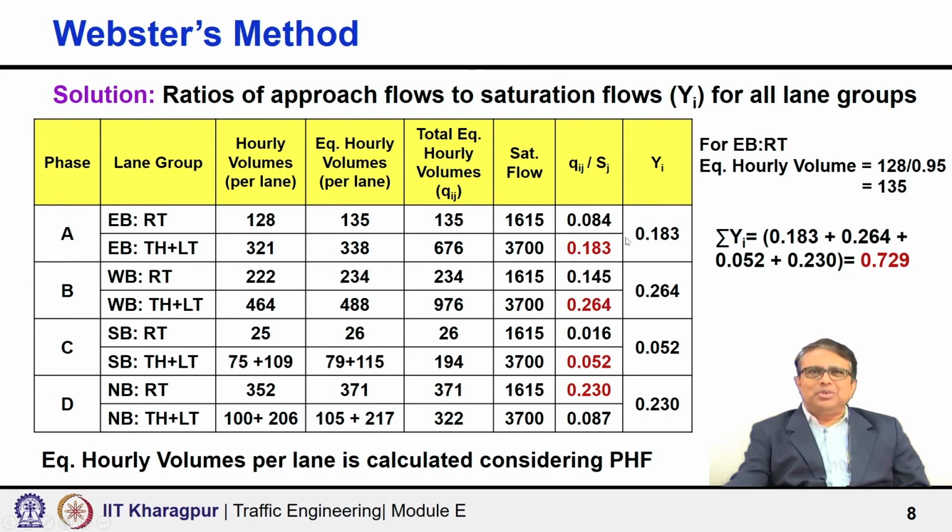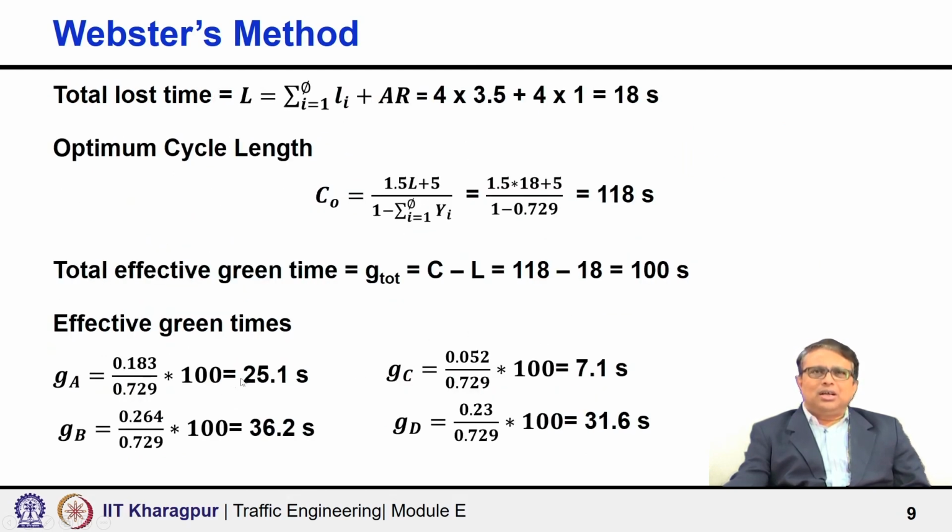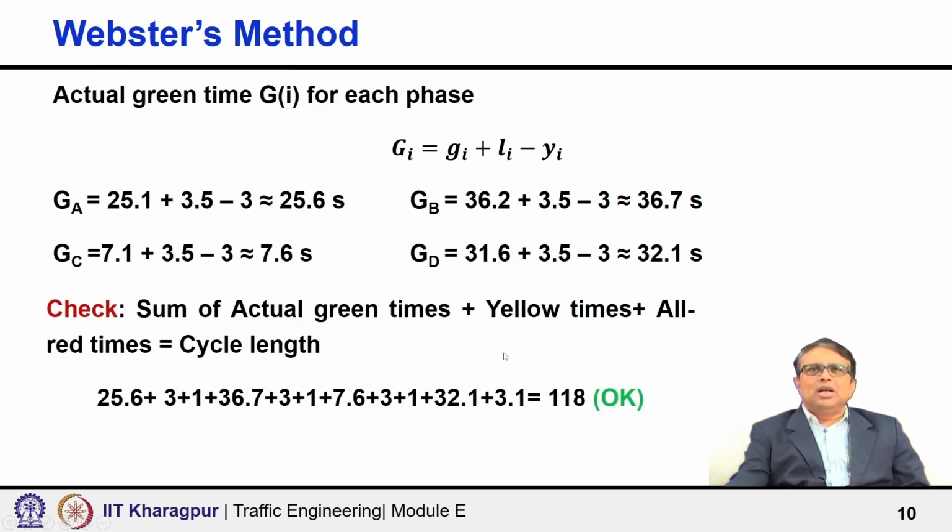So, first phase A, how much share will it get? Phase A will get 0.183 divided by 0.729. Phase B will get 0.264 by 0.729 and so on. So, what we have done here, 100 seconds multiplied by 0.183 by 0.729 is the effective green time for A. So, 25.1 seconds. Similarly, for phase B, the effective green time is 36.2 seconds, phase C 7.1 seconds, phase D 31.6 seconds.